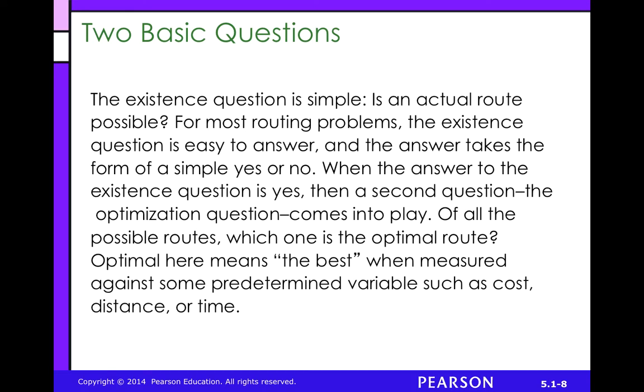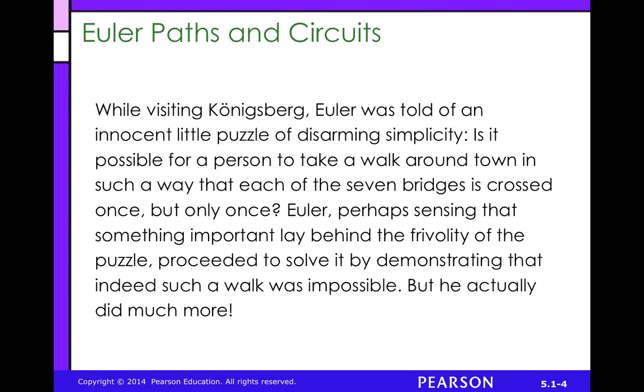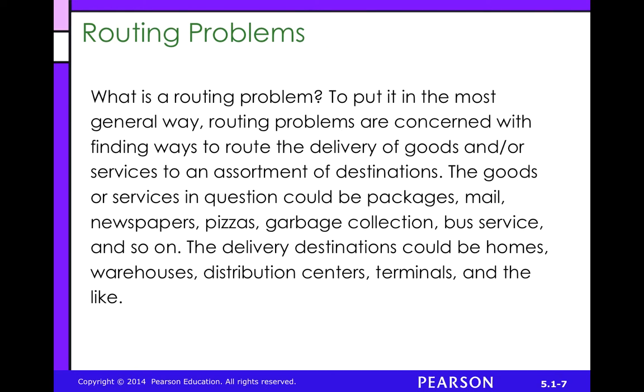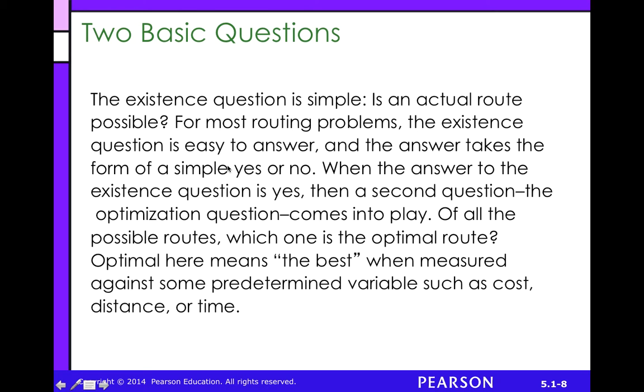There are 2 basic questions to ask. The existence question. Can we find a route like what we want? So let me go back to this picture here. You're based out of this building right here. You want to walk along each bridge in the city once and only once and return to where you started. So the first question you might ask is, is it possible to do that? That's just a yes or no question. Is it possible? That's an existence question.